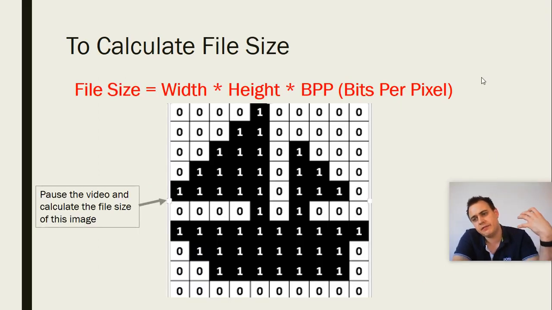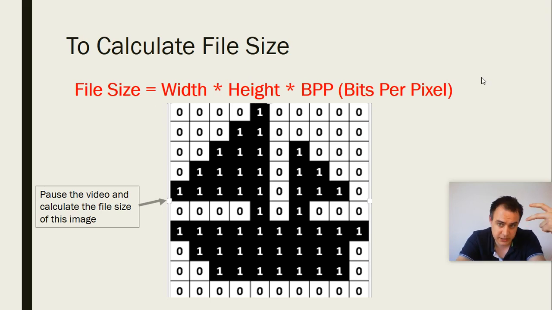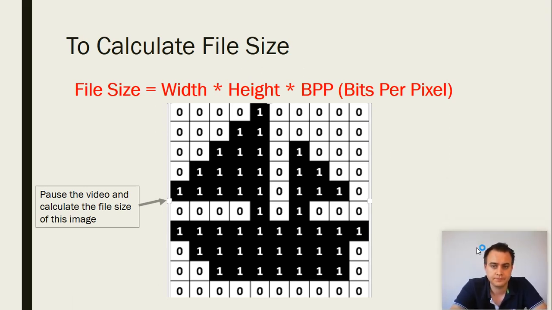Okay, so to calculate the file size of an image, what we do is we times the width by the height by the BPP, which is the bits per pixel. So here in this image, pause the video and calculate the file size of this image using that formula. And also, can you please copy down the formula? Okay, so I hope you found that okay.